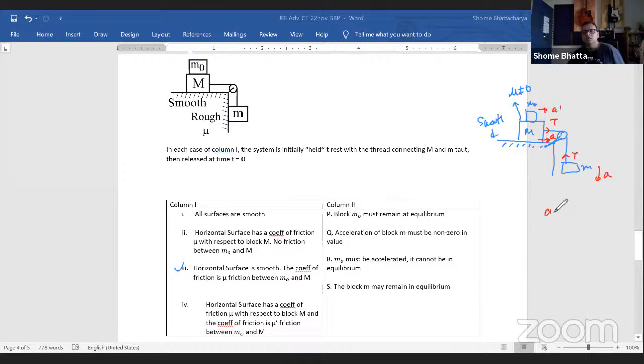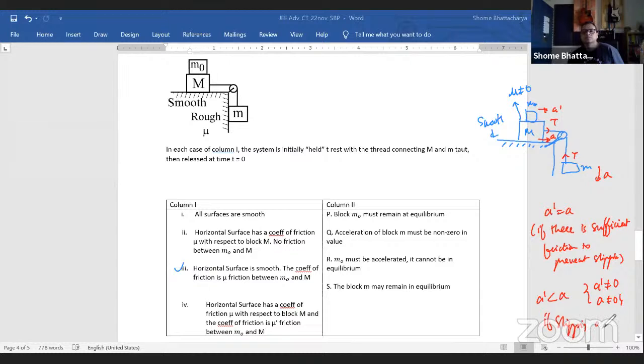Okay. So A prime might be equal to A if there is sufficient friction to prevent slipping, or A prime might be less than A, but both will be non-zero. Okay. If slipping occurs. Understood, Prachi? Because see what will the free body diagrams look like? On the block M0. Okay. So the moment you are releasing that other block, this tension is acting over here. So जैसे यहाँ पे tension act करेगा, there has to be a friction acting here. So there has to be a friction acting here. Okay. So they have to accelerate.